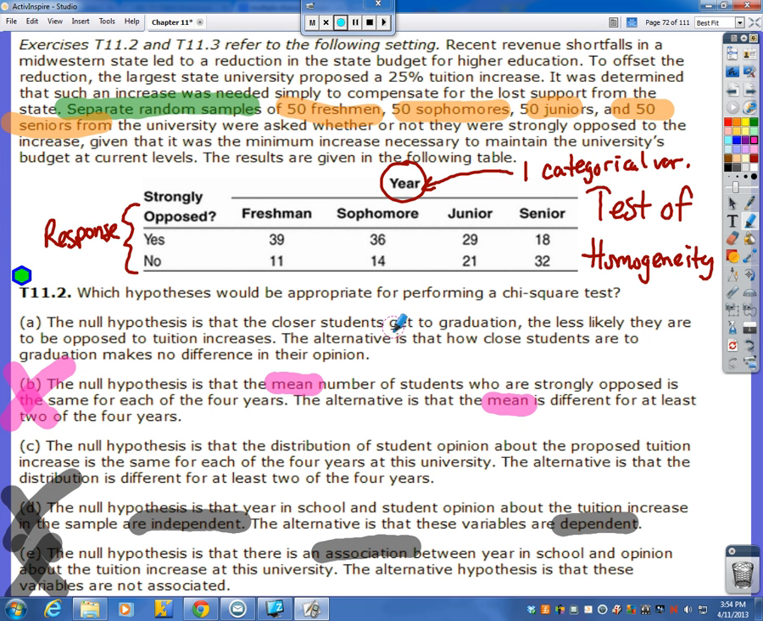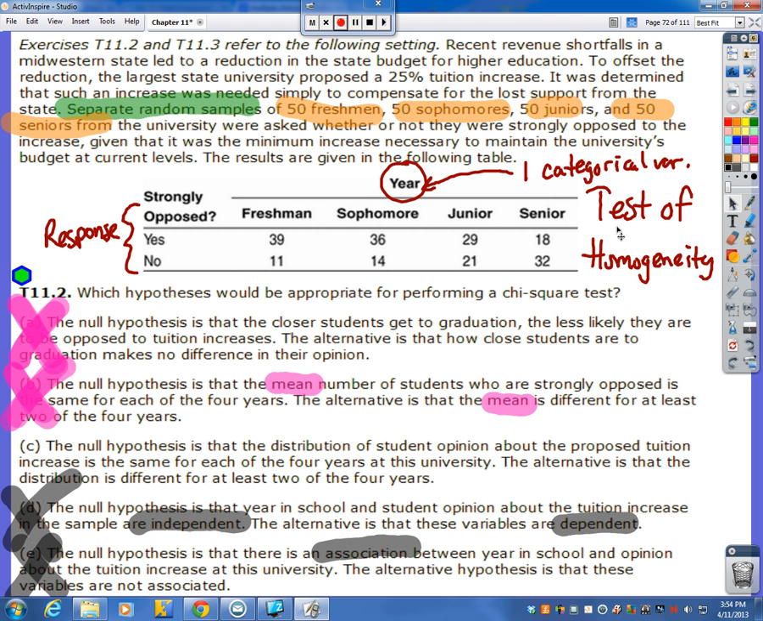Now, if we go back up to A, did anything sound a little fishy? To me, the null hypothesis, with it saying already that the closer students get to graduation, the less likely they are to be opposed to tuition increases, it sounds like they're describing what they see in the actual data up here in our observations. They're describing a pattern. They're not describing whether there's a difference or not. They're already kind of going into it. So to me, this doesn't sound right at all either, which leaves us with C.